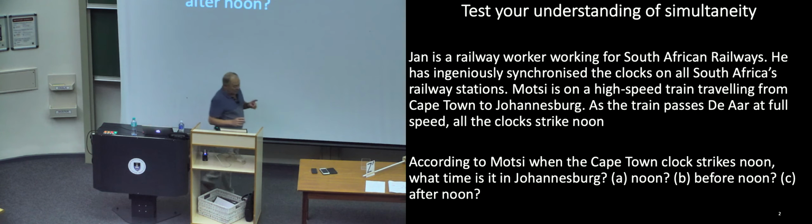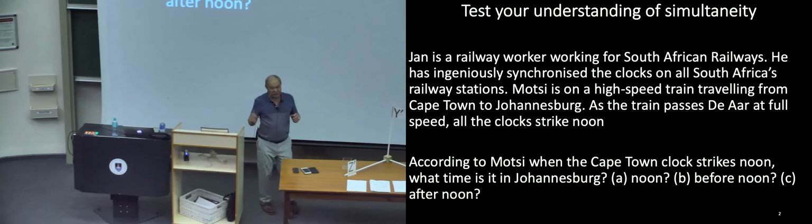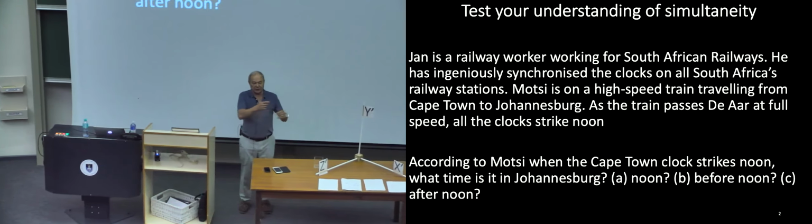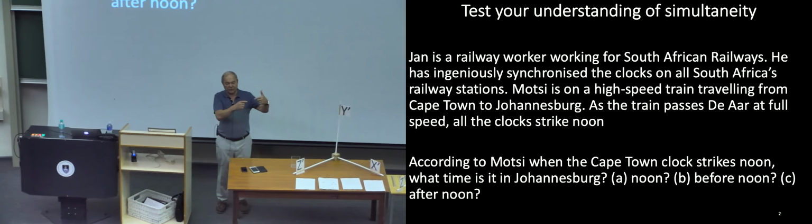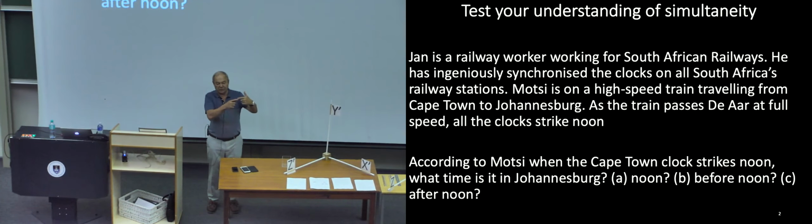Remember, what's happening here is that Motsi is moving towards Johannesburg. The light beam from Johannesburg is coming towards her. So she's going to bump into that wavefront first. The one from Cape Town is going to take time to catch up with her. So she'll know that it's noon in DR. She'll think it's afternoon in Johannesburg because it's past, and it's still morning in Cape Town because the 12 noon signal hasn't reached her.